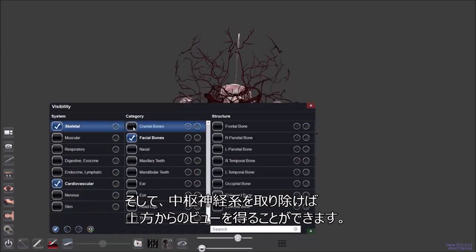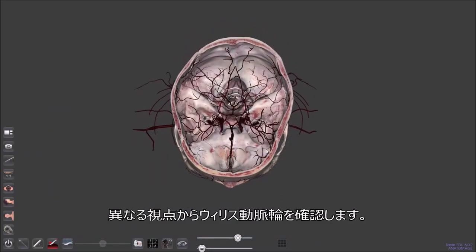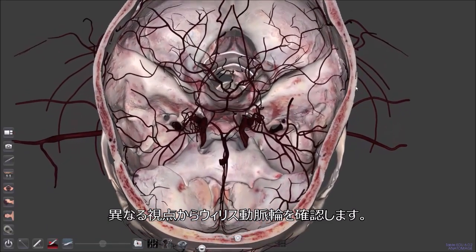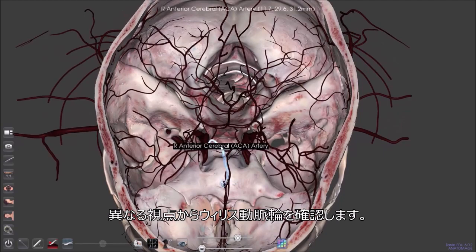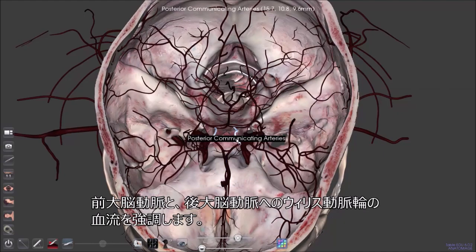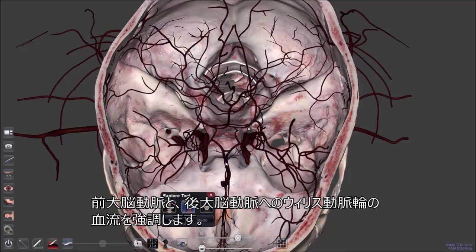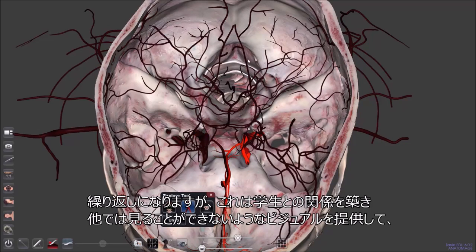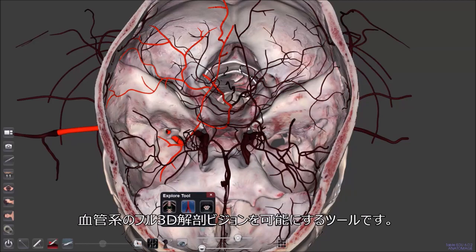Now that I have a better superior view, we can see the circle of Willis from a different perspective, where I can highlight the circle of Willis blood flow into the ACA and into the PCA. Again, this is a tool to help you build relationships with students, provide them with visuals that they wouldn't be able to see elsewhere, and ultimately allow for a full 3D anatomical visualization of the full cardiovascular system.